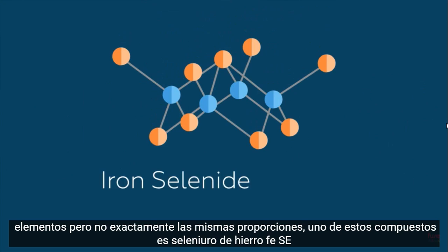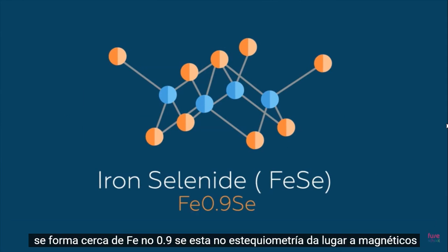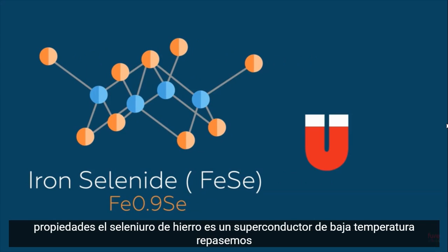One such compound is iron selenide, FeSe. It forms close to Fe 0.9 Se. This non-stoichiometry gives rise to magnetic properties. Iron selenide is a low-temperature superconductor.